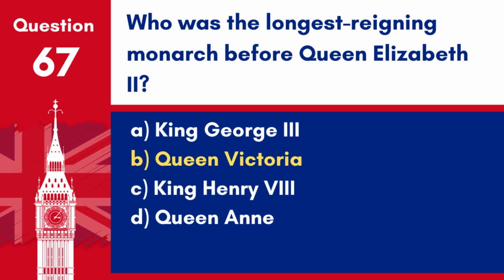Answer B. Queen Victoria. Queen Victoria was the longest reigning monarch before Queen Elizabeth II, serving from 1837 to 1901, a total of 63 years.